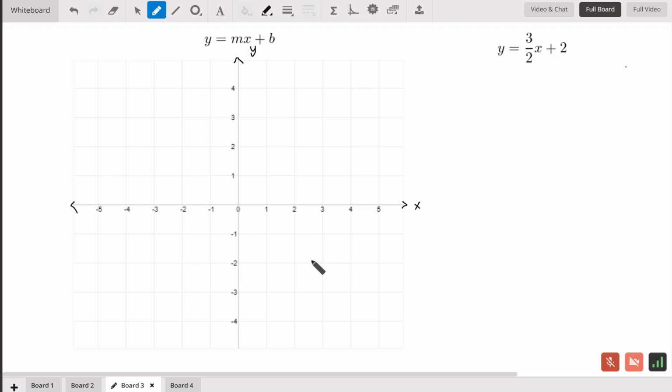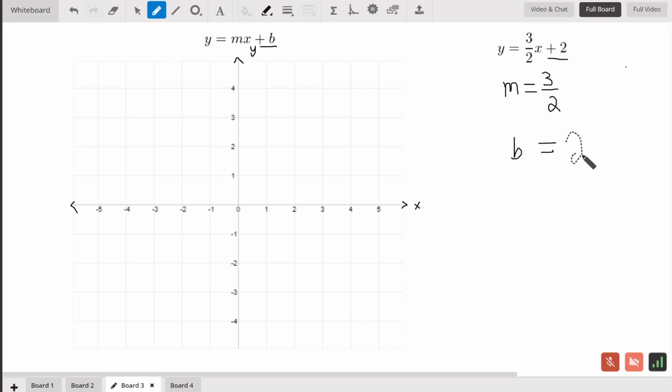Let's look at an example. Let's graph y is equal to 3/2 x plus 2. The first thing you want to do is label your slope. So m is equal to 3/2. Now, for your second step, you want to label your y-intercept. Remember, your y-intercept is this part, your constant, plus b. So you're going to say b is equal to 2.